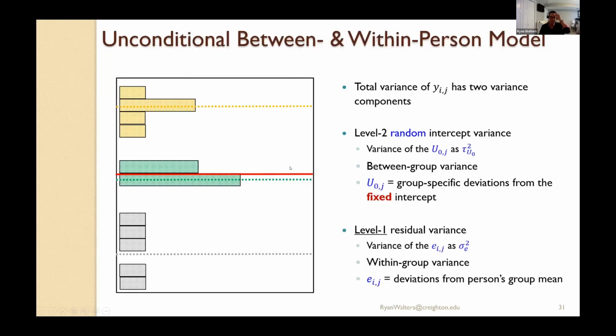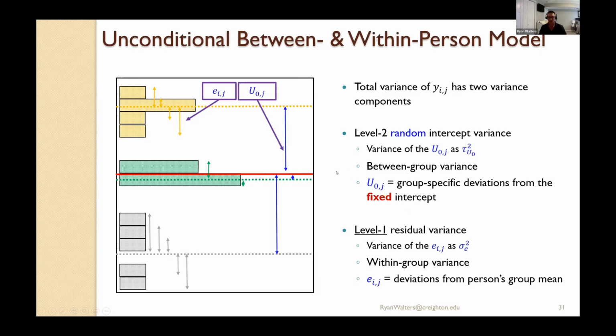So again, a multi-level model with a random intercept has 2 sources of variance: constant between group differences based on the deviation of their group's mean from the fixed intercept, and then level 1 within group deviations of the observations from their own group's mean. Again, tau squared U0 is our random intercept variance, sigma squared E is our residual variance.